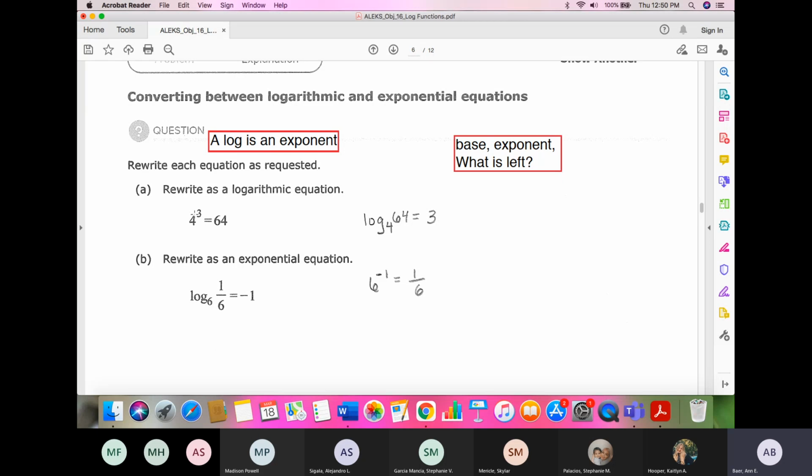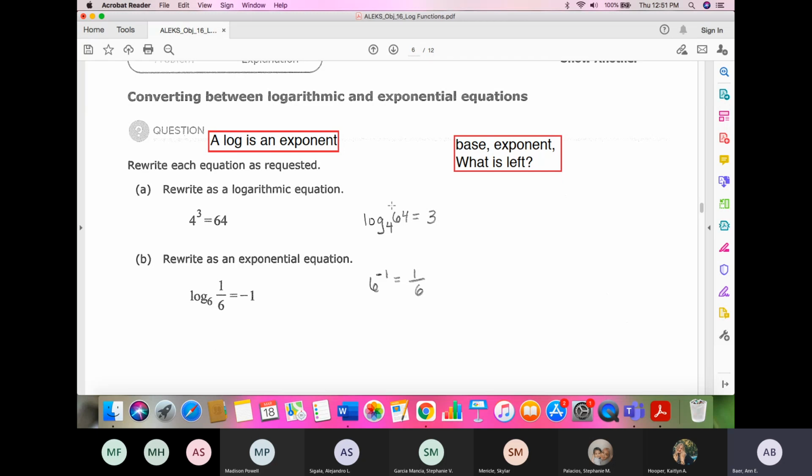The exponent is 3. Now remember, the entire logarithm is an exponent. So that exponent goes on this other side because this entire log is an exponent. All 3 pieces, the LOG, this base 4, and the 64, they're all part of this one real number. This entire left side represents one real number.